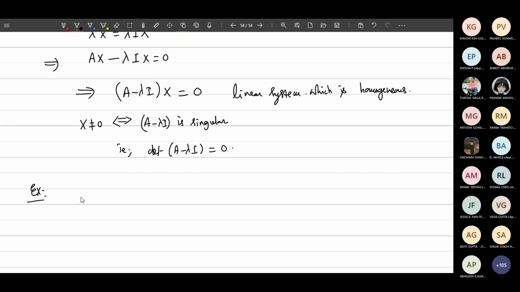Find the eigenvalues and eigenvectors of the matrix. I'll write A equal to a 2 by 2 matrix. We'll take 5, 4, 1, 2.